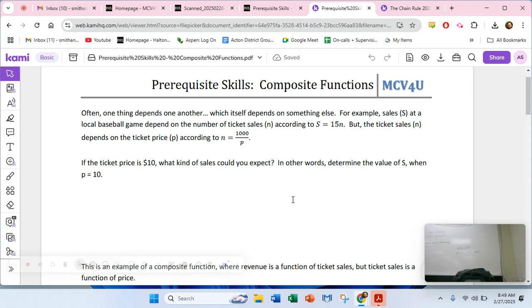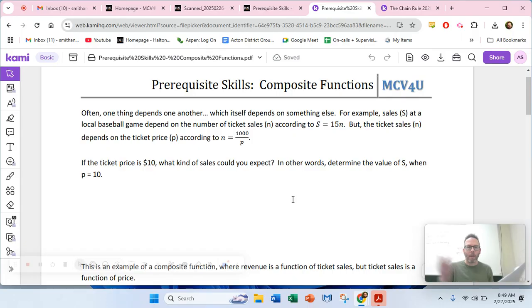But the number of people that come would depend on how much you charge for a ticket to the game. And so the number of people that come to the game depends on your ticket price according to this function. Essentially, as you increase P and divide by a bigger number, the number of people that come goes down, and then you make less money. So S is a function of N, but N is a function of P. This is kind of like a composite function. It's a function of a function. So let's just play around with this simple example for a sec.